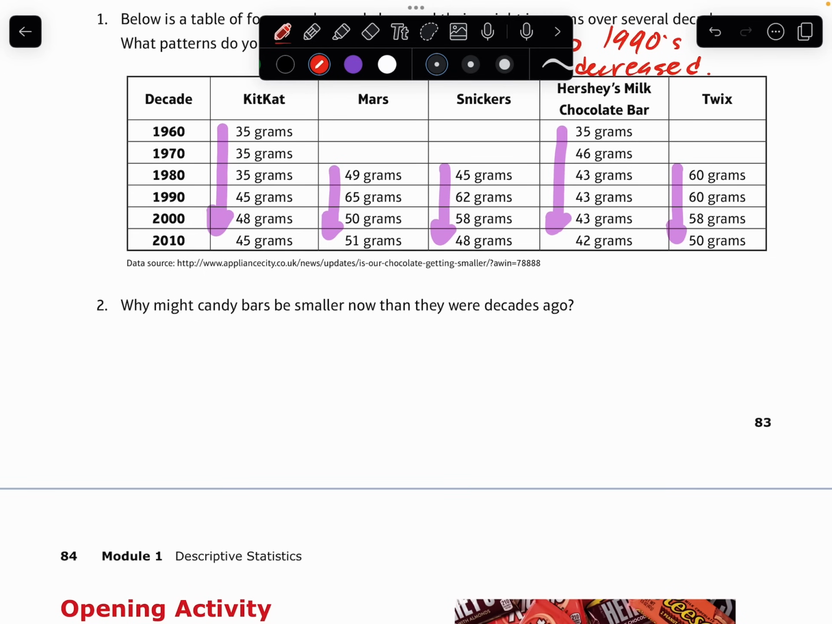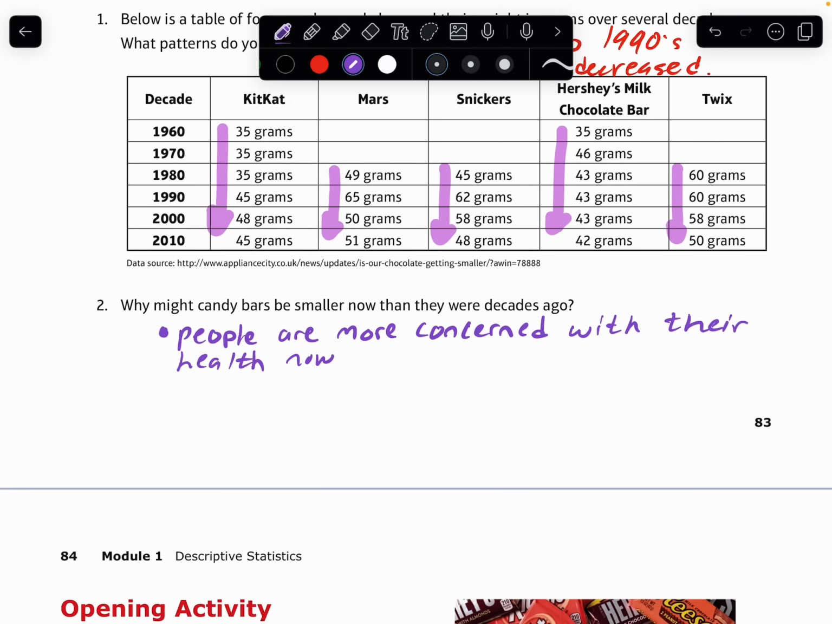Number 2, why might candy bars be smaller now than they were decades ago? There could be several reasons, so I came up with a few. One of them that I came up with is people are more concerned with their health now than before. That was one thing I came up with.